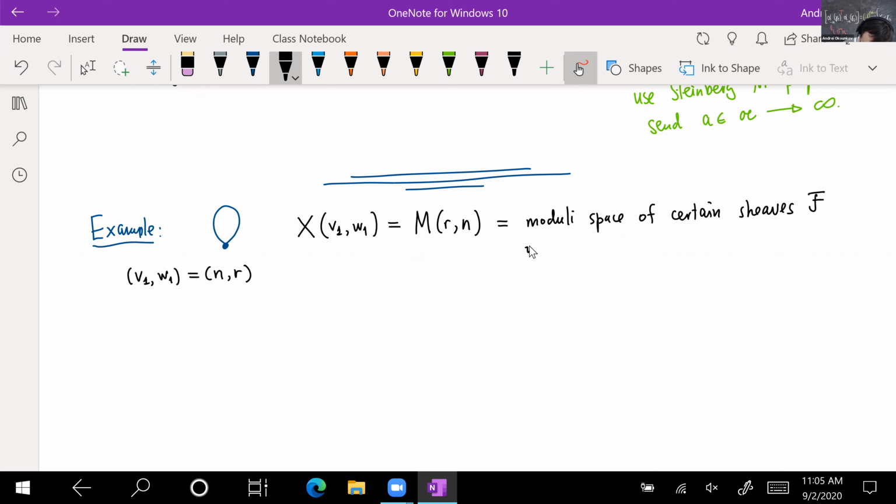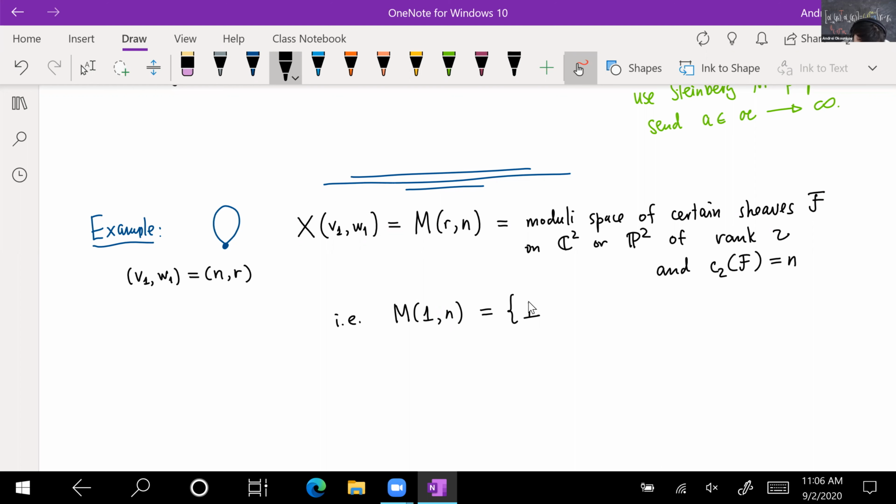Sheaves F on C2 or P1 or P2 of rank R and c2 of F equals N. For example, M(1, N): we're talking about sheaves of rank 1, and these are just ideals in the ring of polynomials in two variables, and c2 of that ideal is the codimension. And so we're talking about the Hilbert scheme of N points.